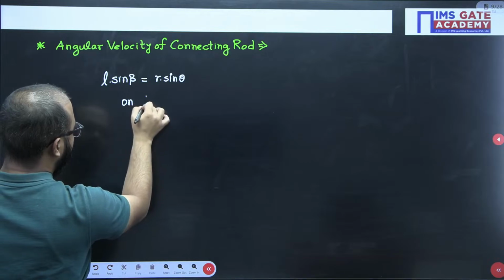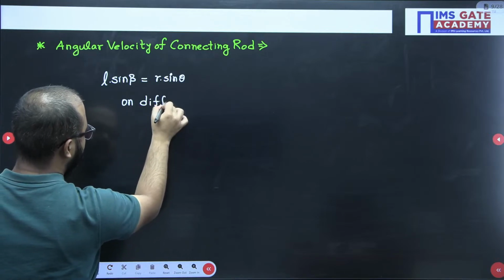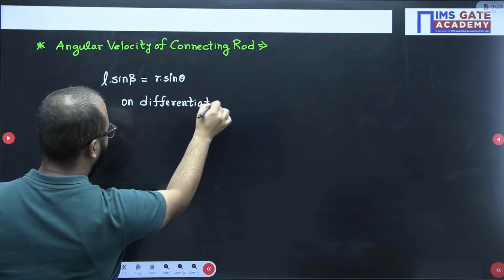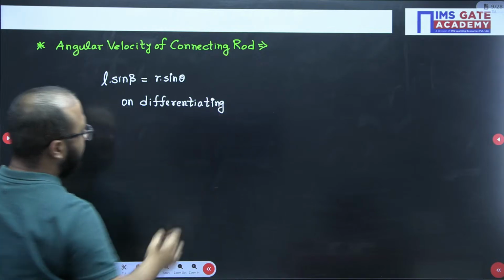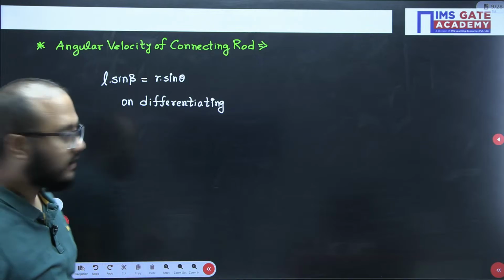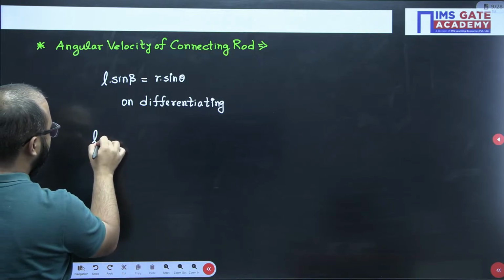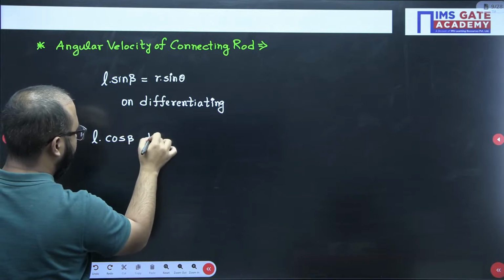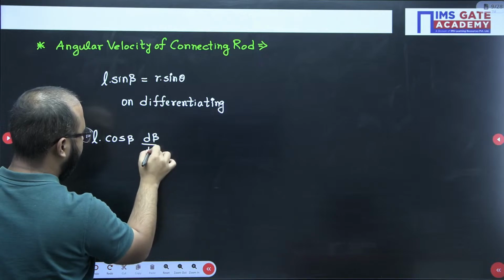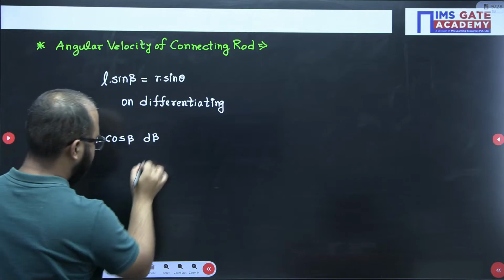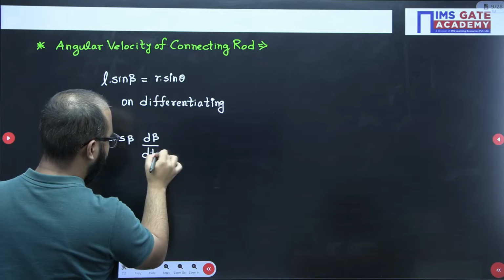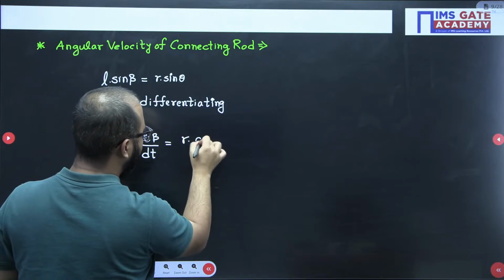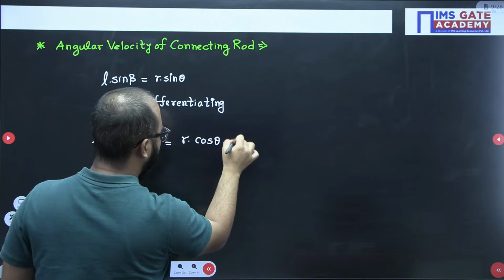So on differentiating this equation on both the sides, okay, so let us check what we'll be getting here, right? So this will be L as it is, sin beta differentiation will be cos beta, and beta differentiation d beta by dt equals to R sin theta differentiation cos theta multiplied by d theta by dt.